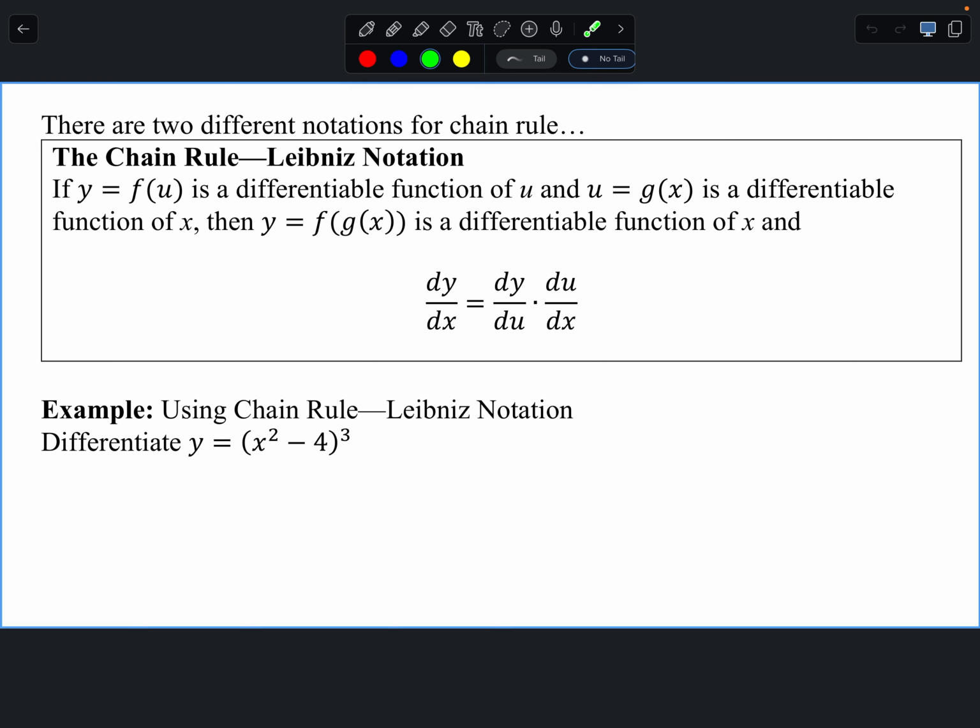Remember, with the Leibniz notation, I would read this as the derivative of y with respect to x. dy over du is the derivative of y with respect to u. du over dx would be the derivative of u with respect to x. So something like this, first of all, is a polynomial function that you technically could brute force, multiply it out, and just use the power rule. But I'm giving us a simple example of where we could use this Leibniz notation.